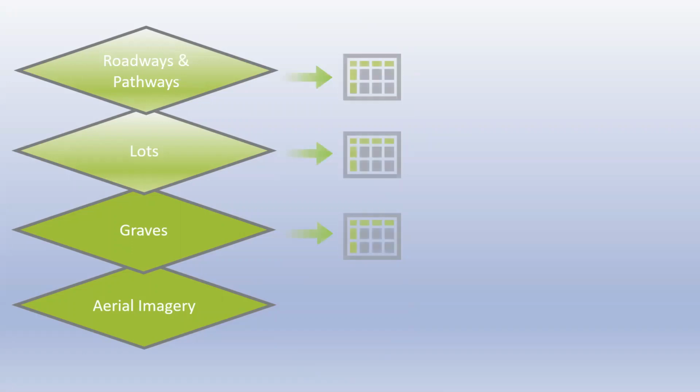So those layers of data we've talked about are great, but how does that look for a cemetery? For a cemetery's purpose, you'll need at least 2 layers, aerial imagery and a grave layer. Any additional layers will be dependent upon your needs. This diagram shows a lot layer and a roadway path layer. And behind each of these layers is a database or a spreadsheet. And these 2 things make up a complete GIS.